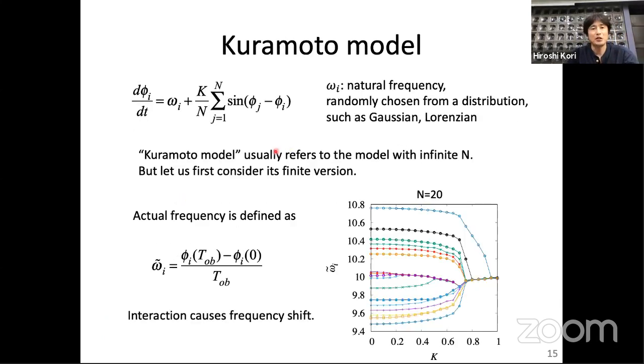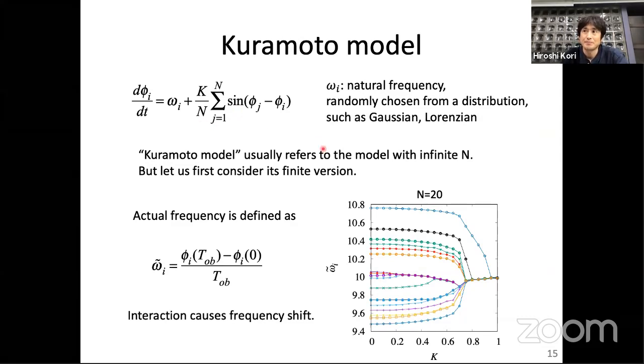Okay, and as many of you may know, the Kuramoto model looks like this one. So by assuming simple coupling function, this sine function here, and simple network, in this case, the global coupling, or you can also say a mean field coupling, we have the so-called Kuramoto model. And here, omega i is natural frequency, and this is usually taken from a probability distribution, such as Gaussian or Lorentzian, so random numbers here. And the Kuramoto model usually refers to the model with infinite N, but let us first consider its finite version.